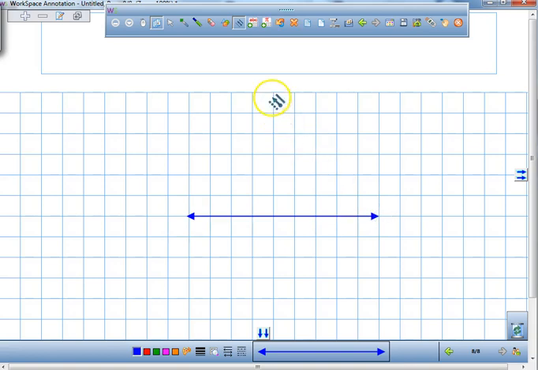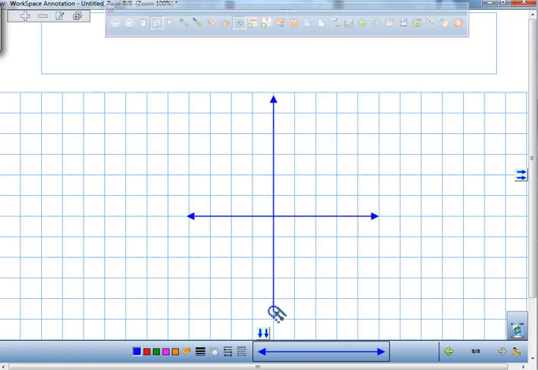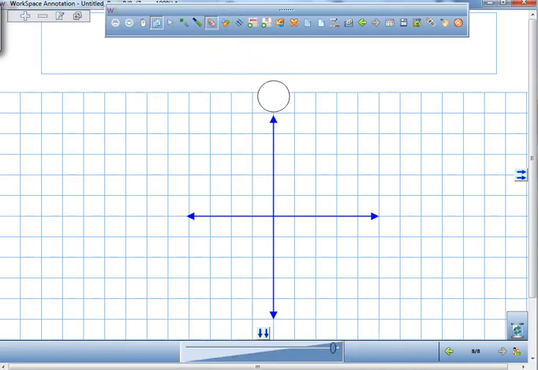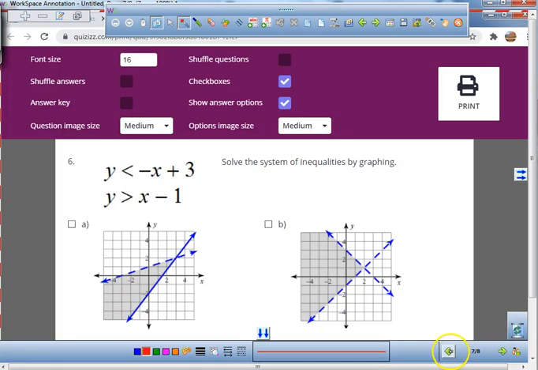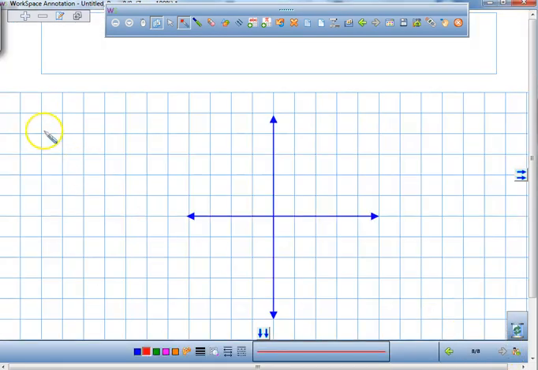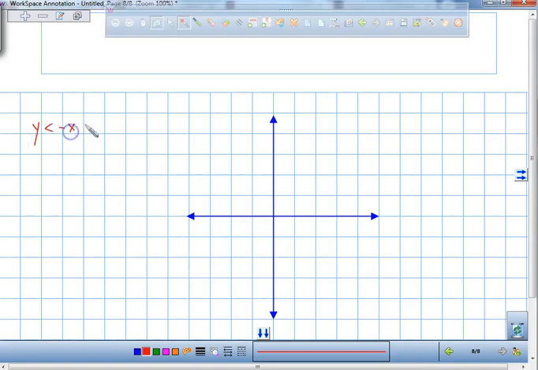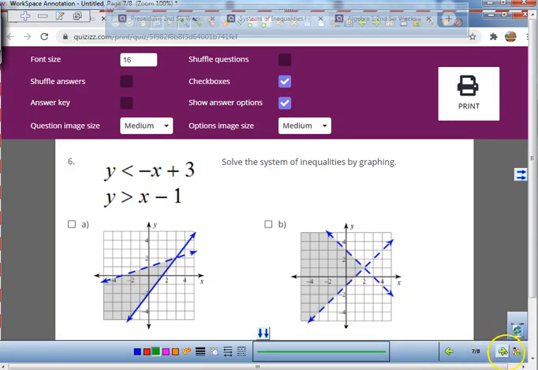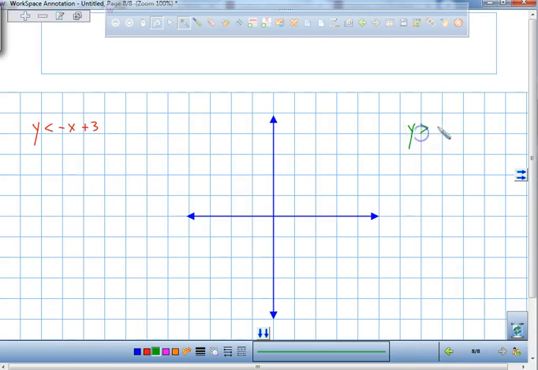Okay, there we go. I'm gonna do 2 different colors. I'm gonna do red and green. Okay, let's check this out. So one of them was y is less than -x plus 3. So I'm going to put y is less than -x plus 3. And the other one, I'm going to do y is greater than x minus 1. So write those down, nice and neat in your journal.